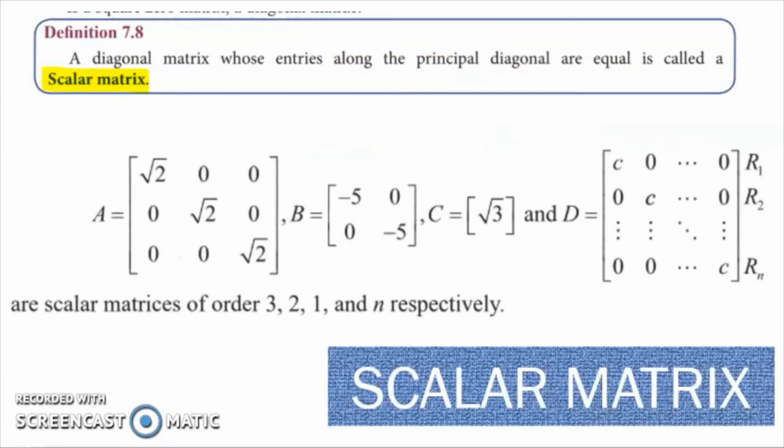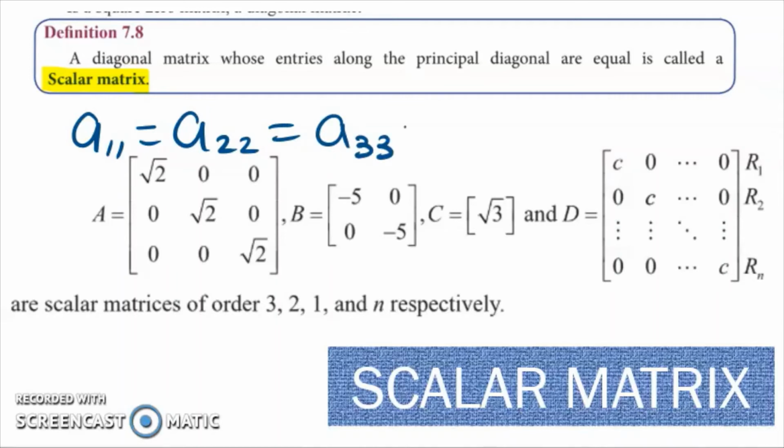Scalar matrix is a diagonal matrix whose elements on the main diagonal have values and all the other elements in the matrix are 0 value. But all our elements in the main diagonal will be equal, which means our A11 will be equal to A22, will be equal to A33, and so on.